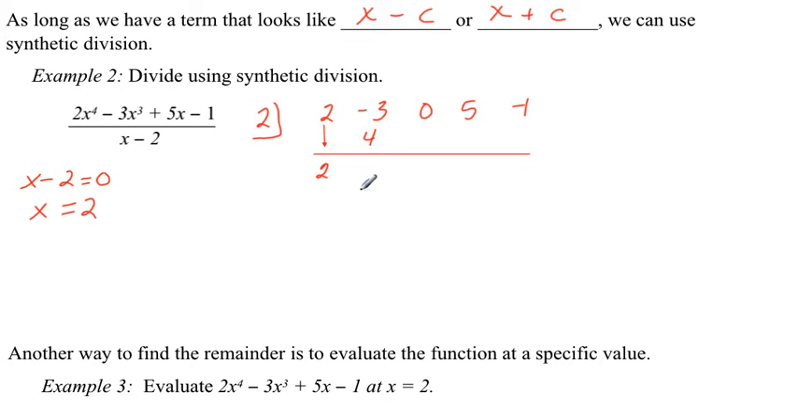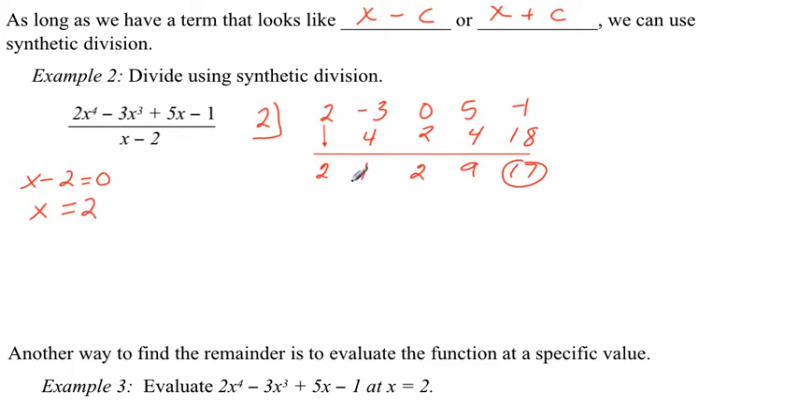And then we add. 4 plus a negative 3 is 1. And then we multiply again. 2 times 1 is 2. Add 2 and 0, you get 2. 2 times 2 is 4. 5 plus 4 is 9. 2 times 9 is 18. And 18 minus 1 is 17. So you'll notice we get the same remainder.